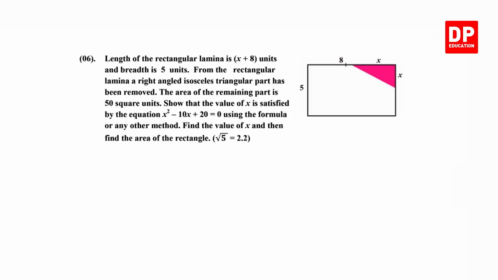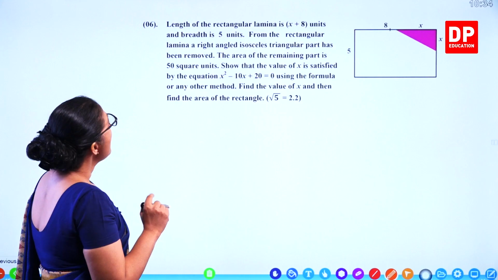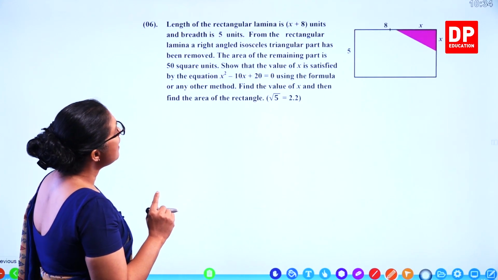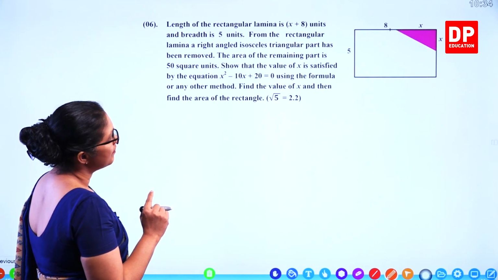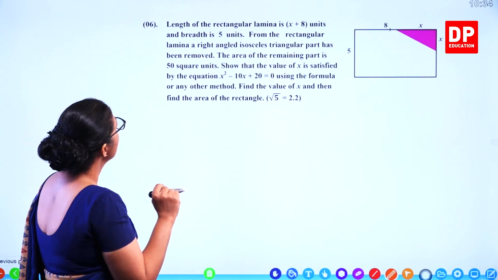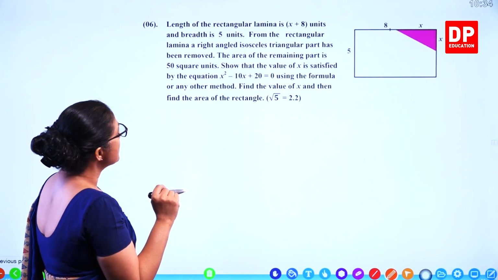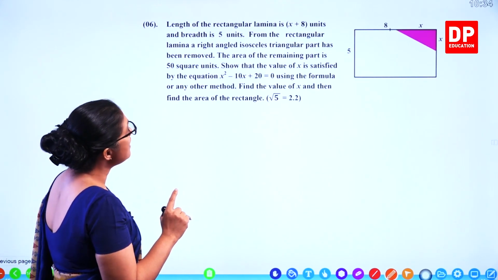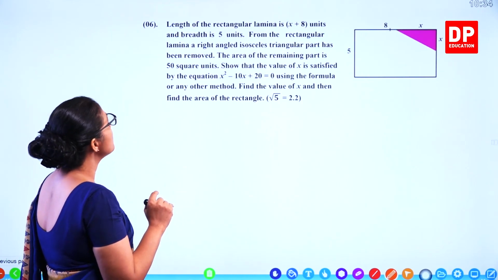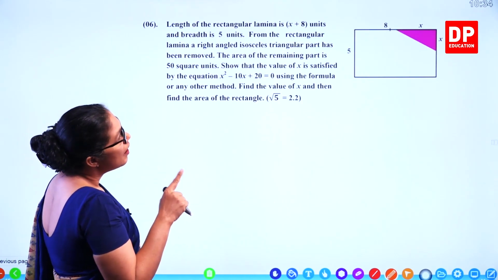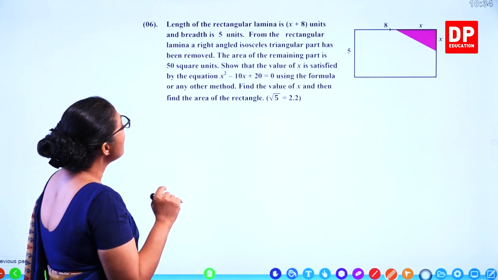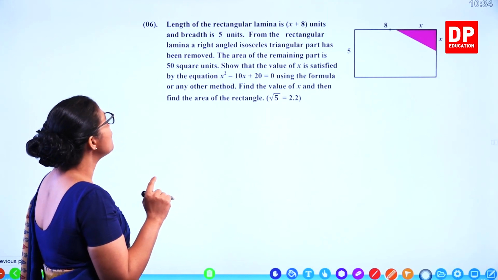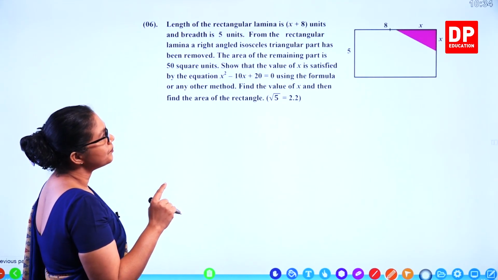Question number 6. So we have to find out the area. So we'll read the question. Length of the rectangular lamina is x plus 8. So that's the length. And breadth is 5 units. From the rectangular lamina, a right-angled isosceles triangular part has been removed. That's the pink part. The area of the remaining part is 50 square units.